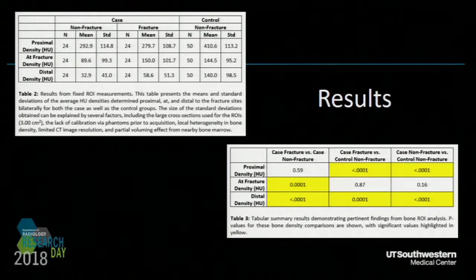So once this was done, we were able to form three different comparisons. We compared the case fracture side to the contralateral non-fracture side in the patients with a spontaneous fracture and found there were significant differences in the density observed at and distal to, but not proximal to the fracture site.